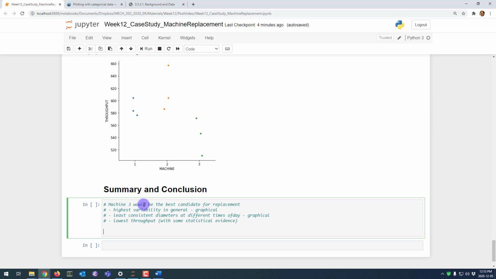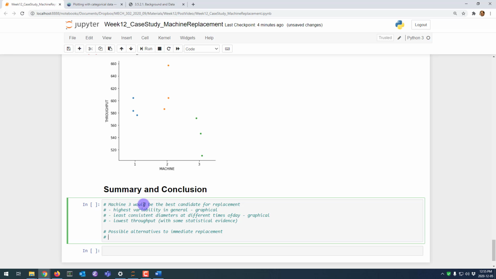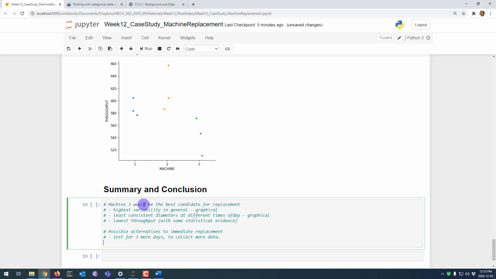In any real world scenario, of course, what your plan was and what your plan is after you collect all your data might differ. So it's worth mentioning that you would have alternative plans to immediate replacement. Again, if there's no burning reason to replace things today, then what you might want to do is test for 3 more days, get some more data. That might help to reinforce some of the statistical results. The other thing that I think would be on my mind anyway is if we're looking for variabilities, maybe it would be worth collecting more data and adding or learning about statistical tests for differences in variability.